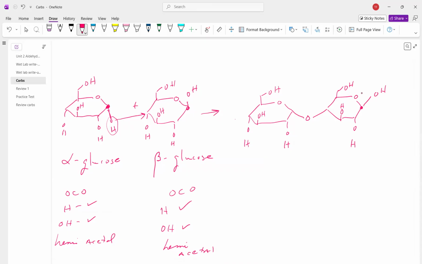So this disaccharide has two moieties. Okay, so this is going to be an alpha 1,4 glycosidic linkage. And that anomeric carbon determines whether it's alpha or beta. Okay, and this thing is called maltose, which is going to be one of your disaccharides you need to know.